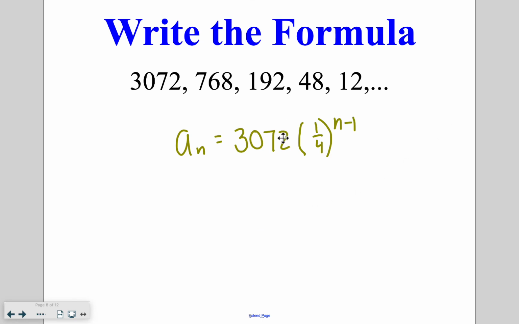So in this case, our sequence is A_n is equal to 3072 times 1/4 to the n minus 1. Again, since it's a non-repeating decimal, if you used 0.25 in the parentheses, that is also acceptable.